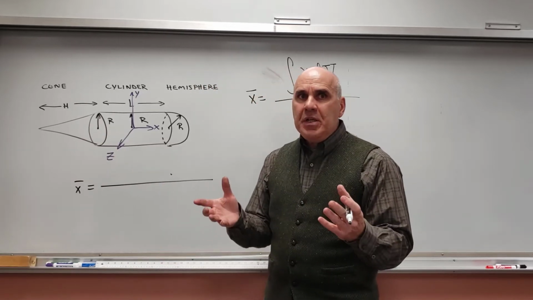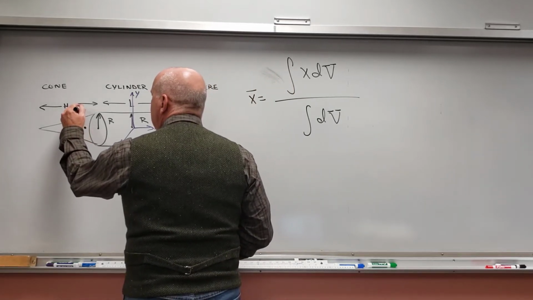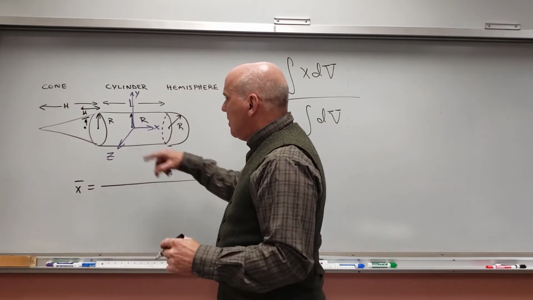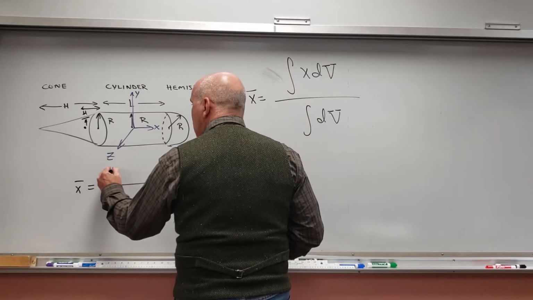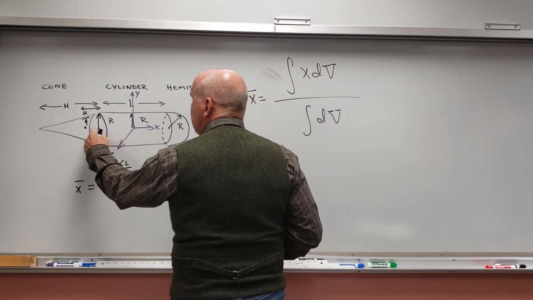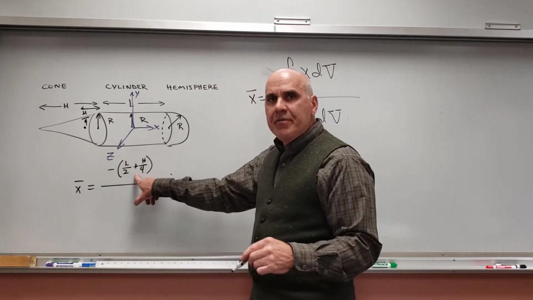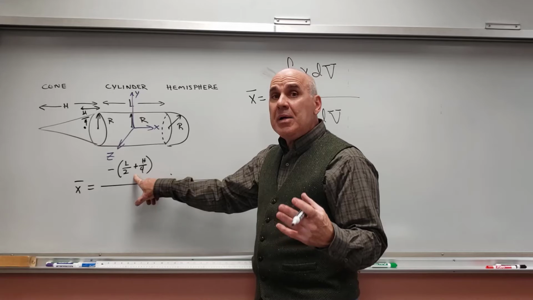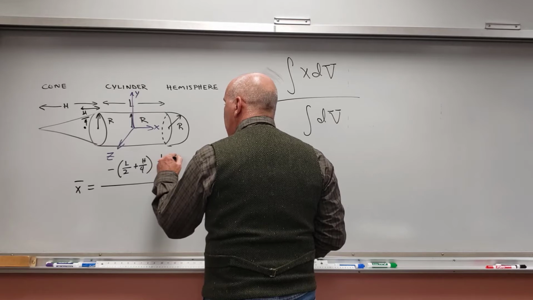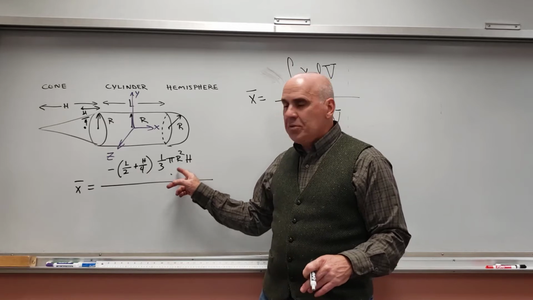If I look up the centroid of a cone, I find out the centroid of a cone is going to be over here, and this distance is h over 4. Now, I'm in the middle of this, so the centroid of the cone is going to be minus L over 2, because I have to go left L over 2, and then left a little bit more, h over 4. So there's the centroid of the cone. Then I need to multiply by the volume, the d volume. So the volume of the cone is 1/3 pi r squared h, right?